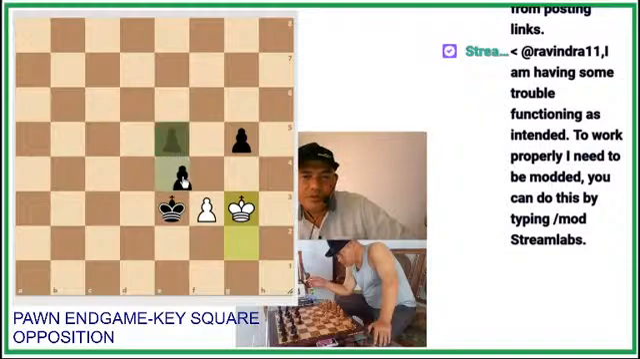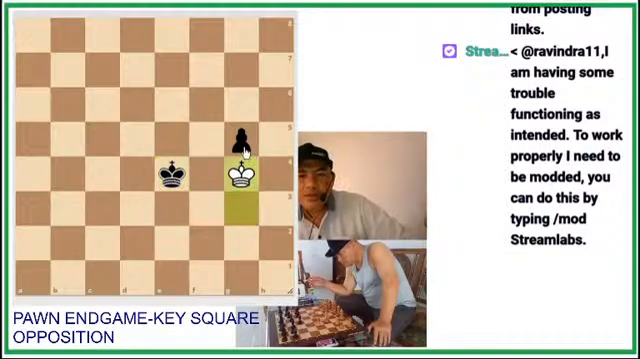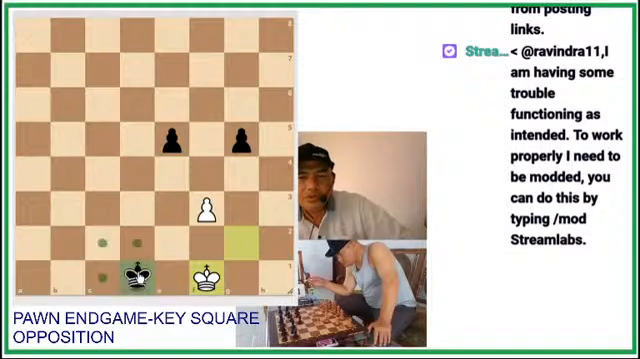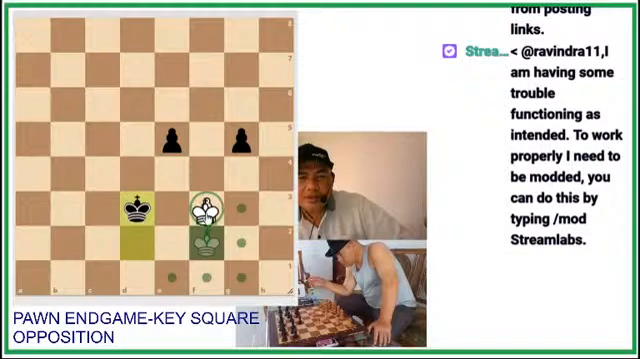If black goes here, then just take the pawn. So this is not good. What happened if white goes for direct opposition here? Still, white now cannot make an opposition. Then this is a loss for white.